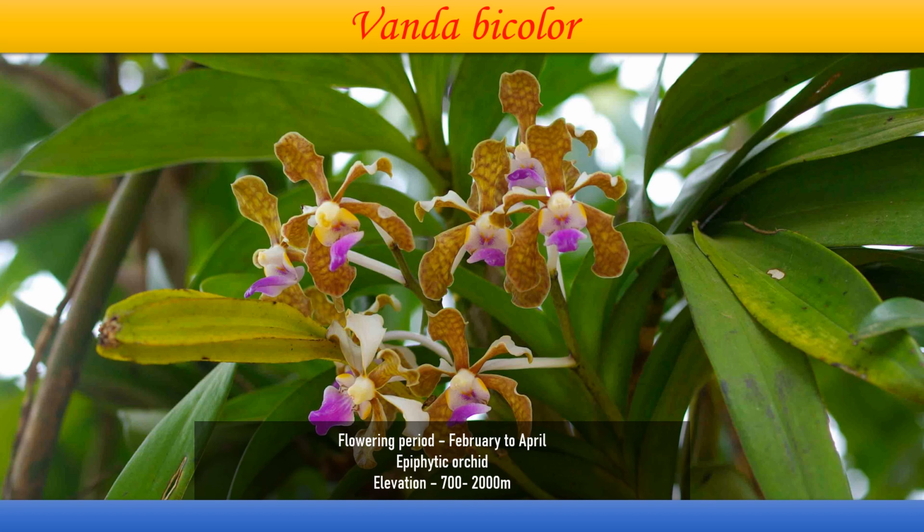The flowering period is from February to April, and the elevation is from 700 to 2000 meter. And one more thing, in India you will find it in Meghalaya, Manipur, and Arunachal Pradesh. So these three main places you will find this Vanda bicolor. Then move to our next Vanda species.